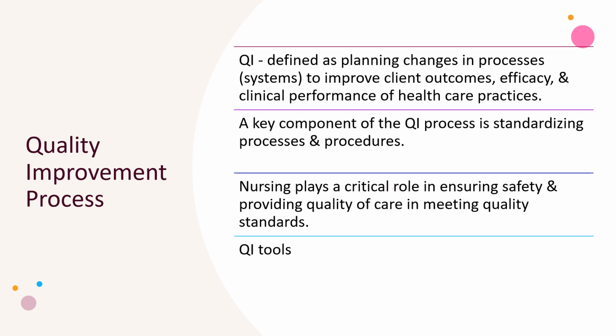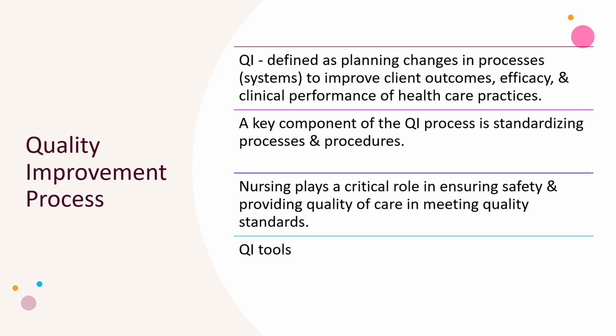The quality improvement process is similar to the nursing process, which has 5 steps: assessing, analyzing, planning, implementing, and evaluating. The quality improvement process steps are identifying, analyzing, developing, and testing and implementing. Standardization is creating and implementing consistent guidelines, processes, or practices.